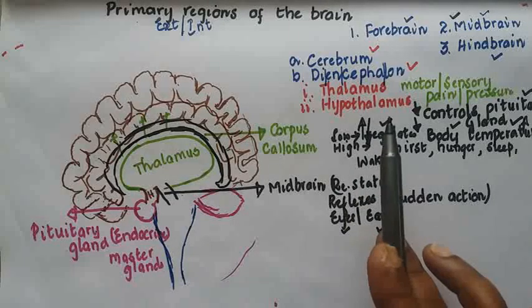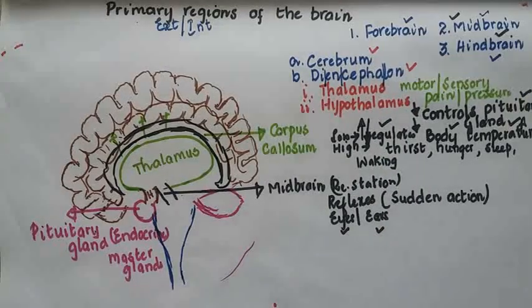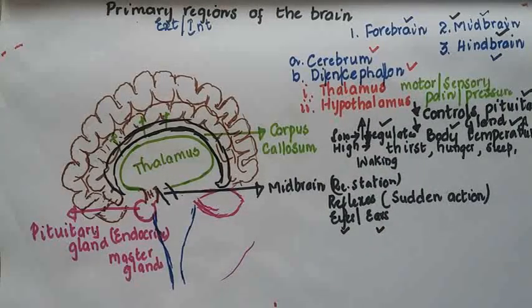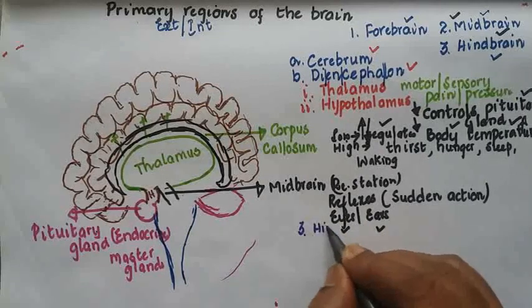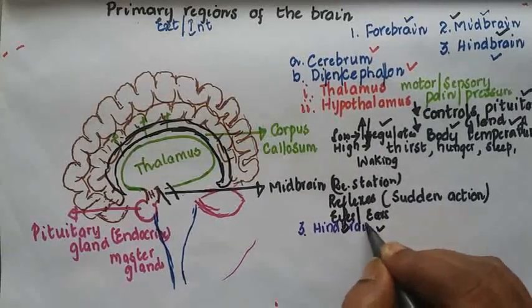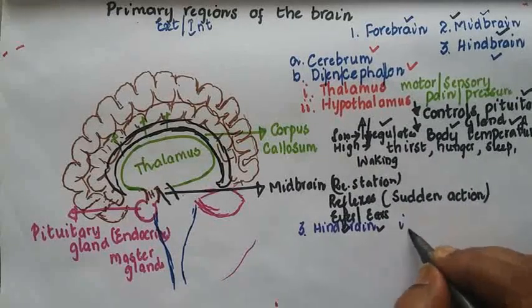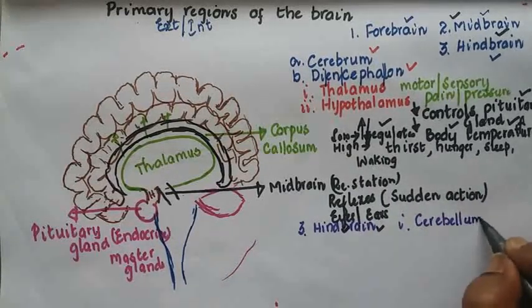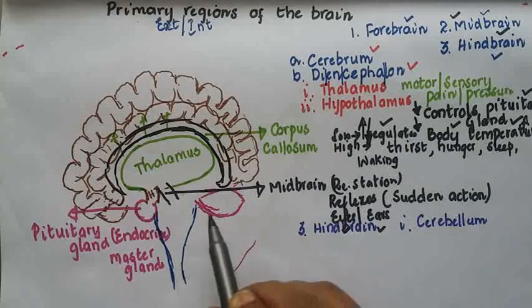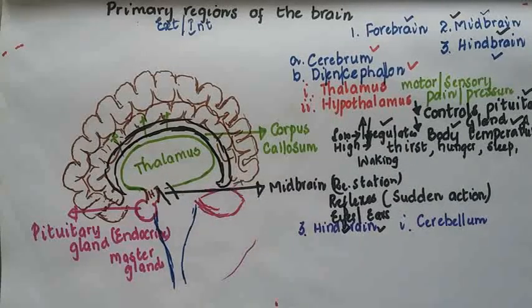Now the last part, known as a hindbrain. So what do we find in the hindbrain? The hindbrain comprises three parts. The first part, you're already familiar with, known as a cerebellum. Yes, children. So we find the cerebellum at the base of the cerebrum, right? So what are the functions of cerebellum? Cerebellum is associated with balancing the body, followed by coordination of muscles.